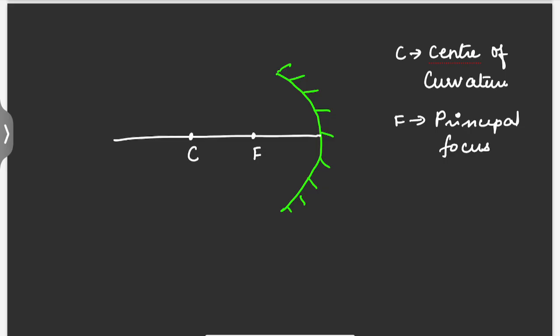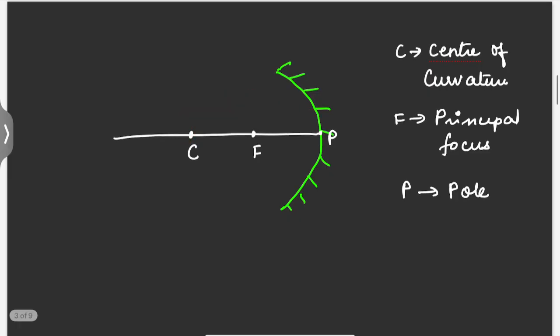Principal focus. If you take the measurement from C, this point you take as P. P is called the pole. Now the distance from C to P, if you take it as 8 centimeter, then the distance from F to P should be exactly half. Half of 8 is 4 centimeter. So this distance is 4 centimeter and from here to here the distance is 8 centimeter. This is how you will measure. So this is the basics.